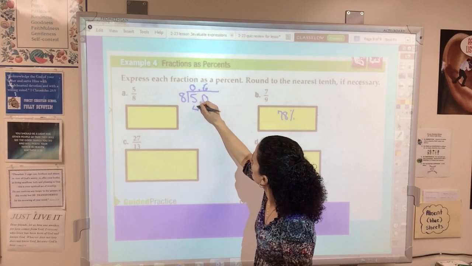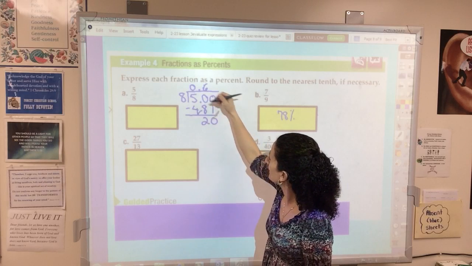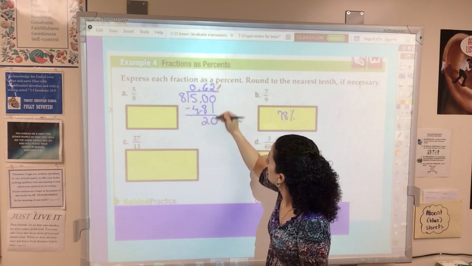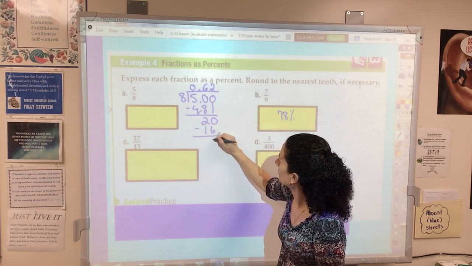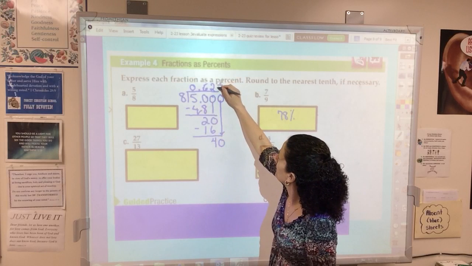6 times 8 is 48. Remainder 2. Bring down my 0. 8 goes into 22 two times. 2 times 8 is 16. Remainder 4. Bring down another 0. And 8 goes into 40 five times.